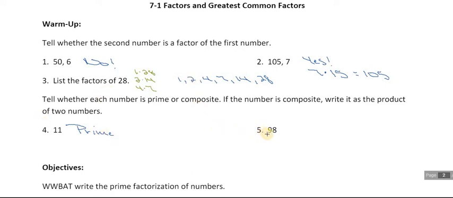Number 5, 98 is even, therefore is at least divisible by 2, making it composite. So 2 times what number is 98? Well, that's 2 times 49.